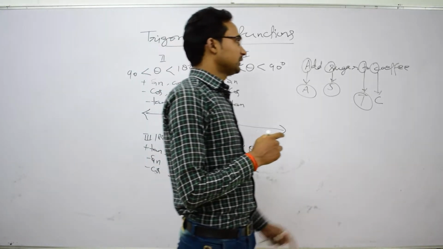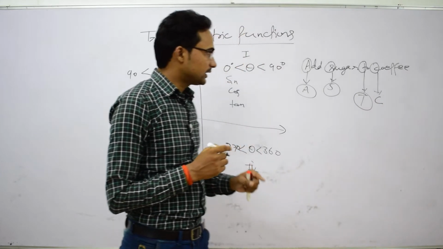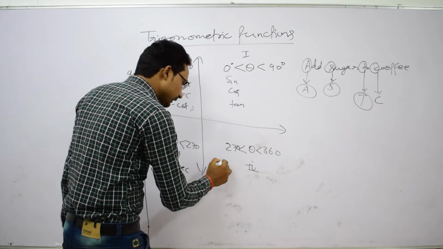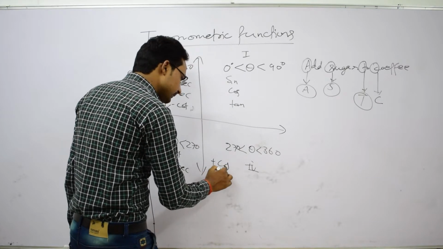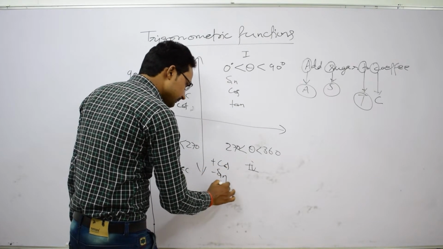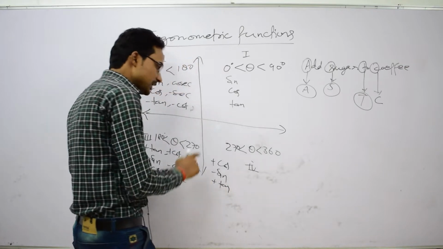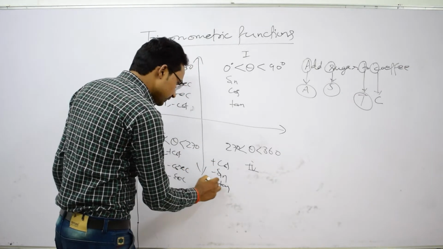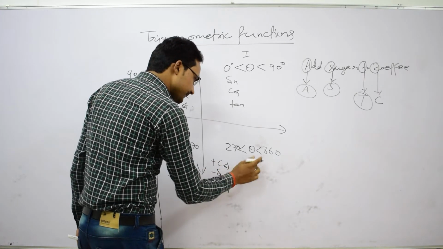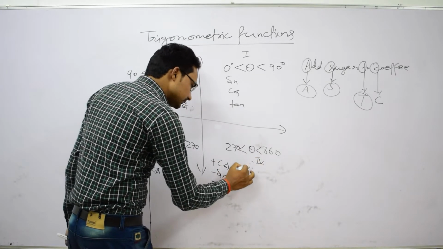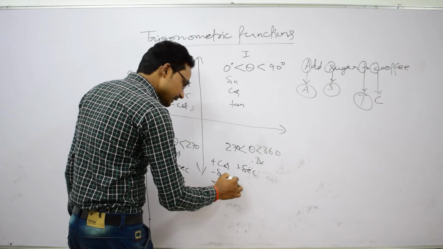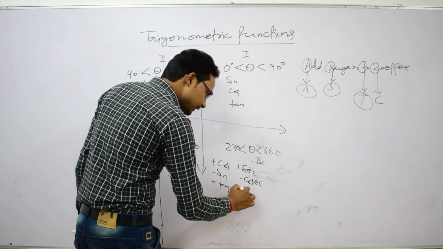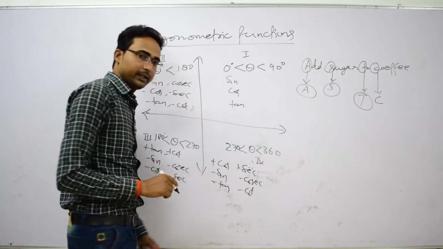In the fourth quadrant, cos is positive and sin, tan are negative. So, in the fourth quadrant, cos is positive, sin is negative and tan is negative. The reciprocal of cos is sec, so sec will also be positive; the reciprocal of sin, cosec, will be negative; and the reciprocal of tan is cot, so cot will be negative.